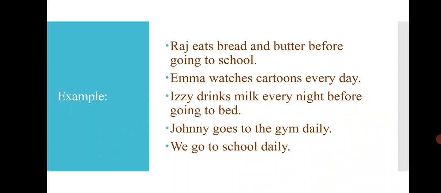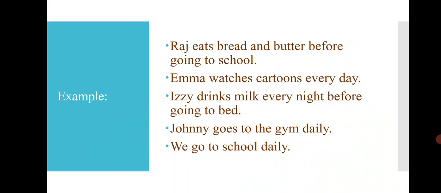The next is Emma watches cartoon every day. Here the verb action word is watches. The past form of the word will be watched, but here the verb is watches. Watches is the present form, so this is also an example for present tense. The third is Izzy drinks milk every night before going to bed. Drinks is the present form, drank is the past form. Here drinks, the present form is mentioned, so this is an example for present tense.